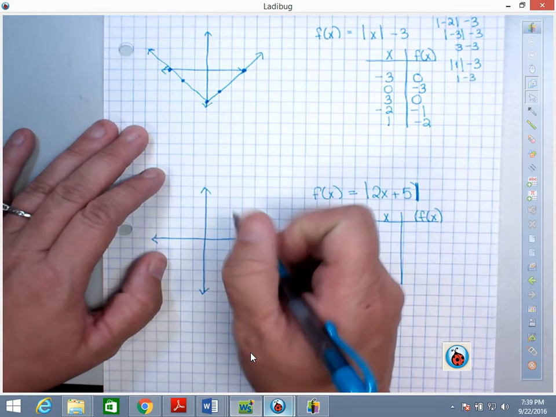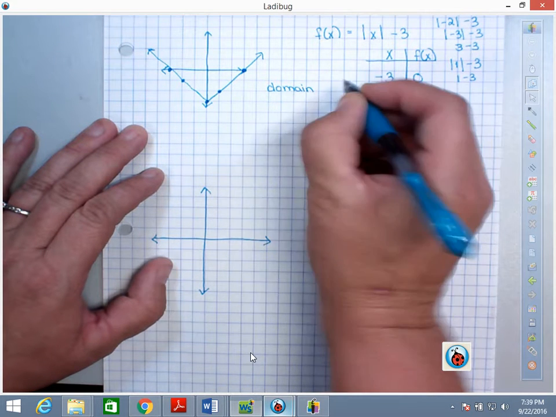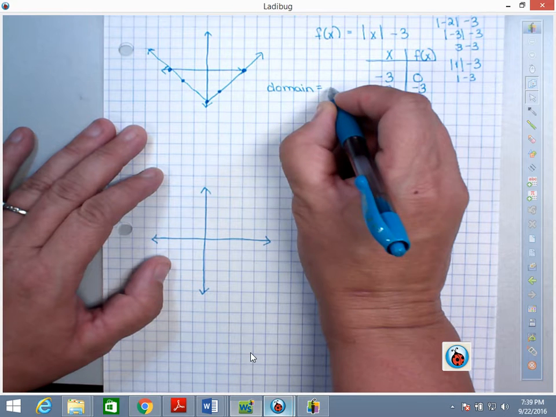So if we talk about our domain, or our x values, we can have an infinite number of them, right? So our domain is all real numbers.